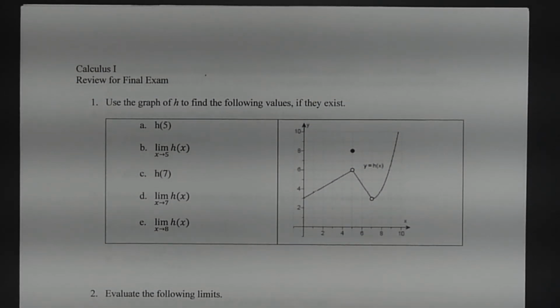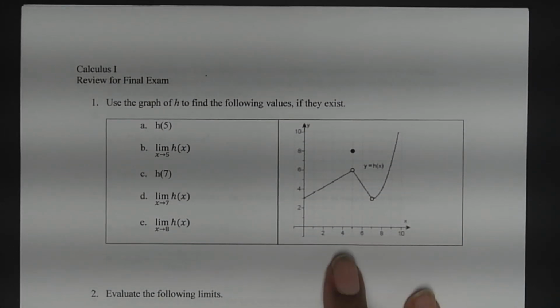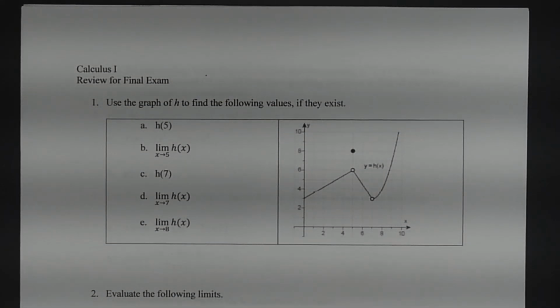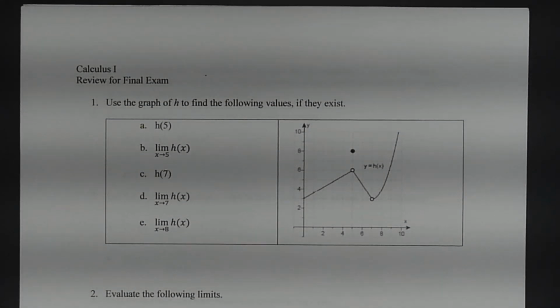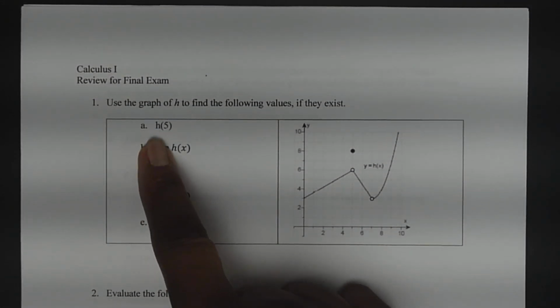All right, in this video, we're going to talk about the review sheet for the final exam. And what's on this review sheet is going to be similar to the problems that you'll see on your actual final exam. So we're going to start with problem number 1, which is h of 5.